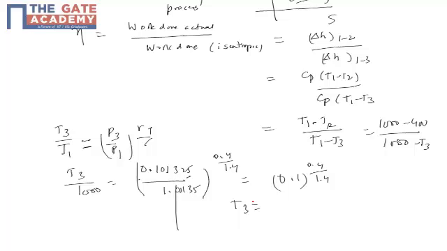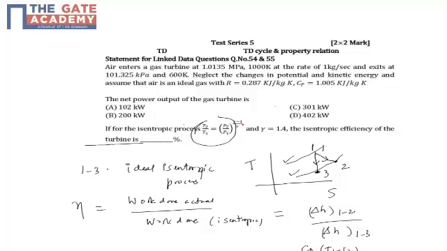So T3 comes out to be 517. If you use a calculator, this comes out to be 517.94, so roughly 518. If I use that here, the efficiency value I'm getting is around 82.8%, close to 83. So 83% is the isentropic efficiency. Remember that isentropic efficiency is always the ratio of the actual work done by the turbine to the ideal isentropic work done. Thank you.